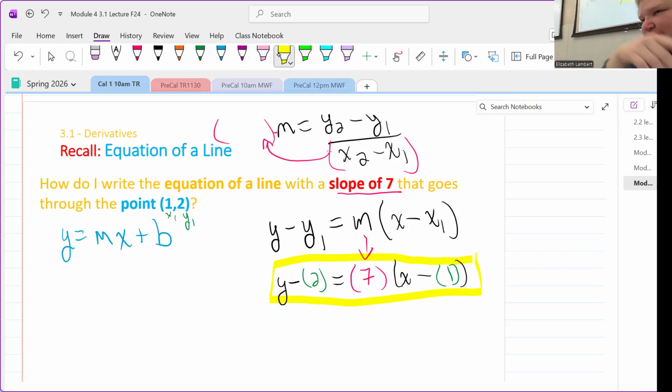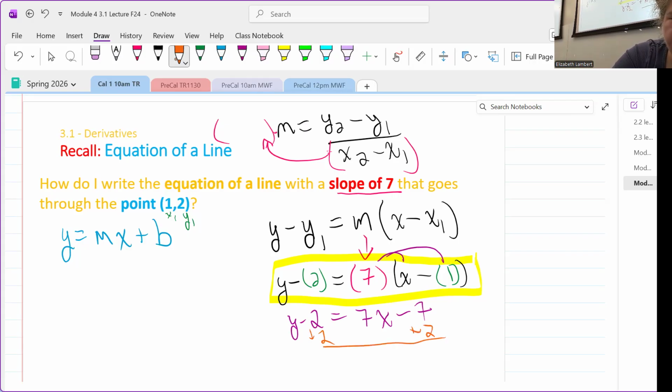Web work, though, is a persnickety little bitch and won't take that. So for web work, we'll do a little more cleanup. We'll distribute that 7 through. I don't like that. So we'll still have the y minus 2 here, and it'll be 7x minus 7. And then last step, we'll add the 2 to the other side, which will combine like terms with that 7 part.